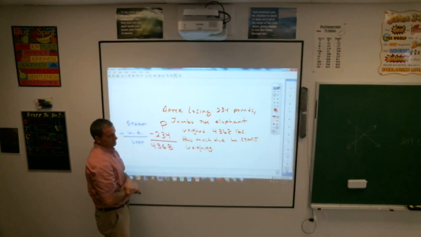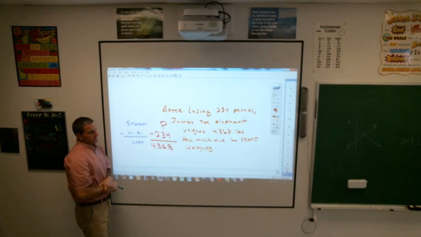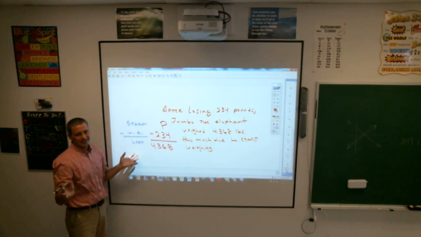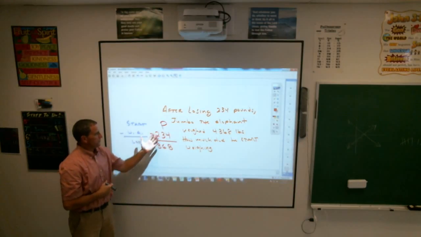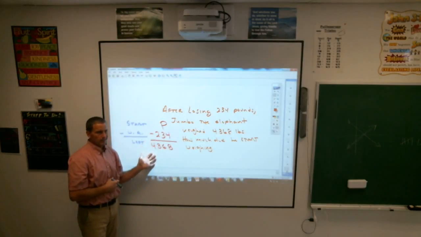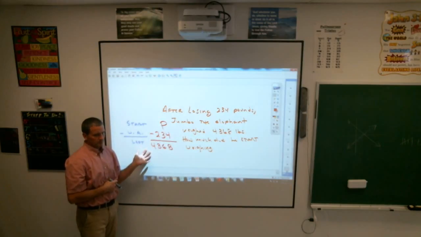So this is my equation. Now, how do I know what to do? Somebody already said add, which is true, but why with the subtraction problem would I add? That doesn't make any sense to me. It's a subtraction problem.